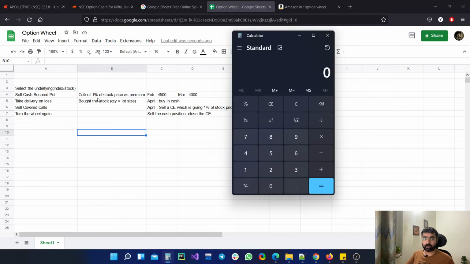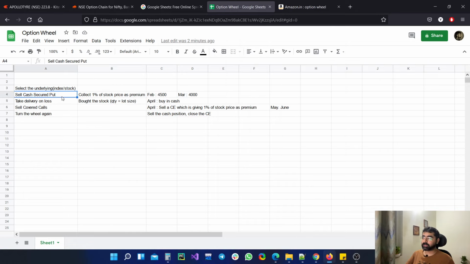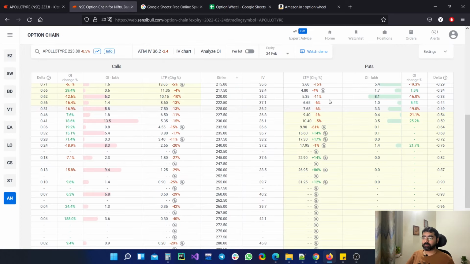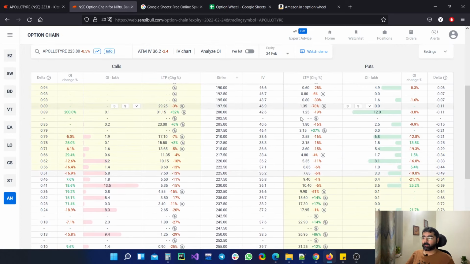But obviously we have some cash aside to buy in case we get assigned. So the return on investment is not that high. For every month that you sell a cash secured put, you may get only 1% return approximately. So in this case, when I talk about the option chain, let us say that you were collecting 1.4, 1.5 rupees by selling the 200 put, and you also had kept some cash aside to buy the stock in case you get assigned.